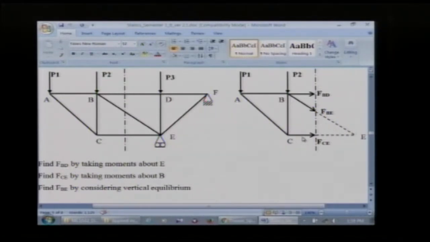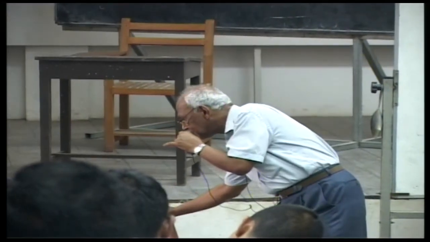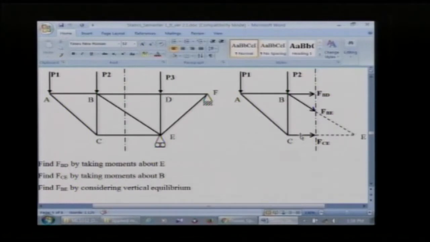We can find FCE by taking moments. Now you might be able to guess. Anybody guess taking moments about? FCE we can find by taking moments about? Where? Yeah? B, correct, right? We take moments about B, because if you take moments about B, moment due to this force vanishes, moment due to that force vanishes, because they are passing through B. In fact, moment due to this one also vanishes, right? Very easy. So FCE times that distance, in this case plus, because in same direction, plus P1 times that distance equals 0, right? So you will be able to guess that FCE will in fact be a compressive force, because you get a negative answer for FCE, right?